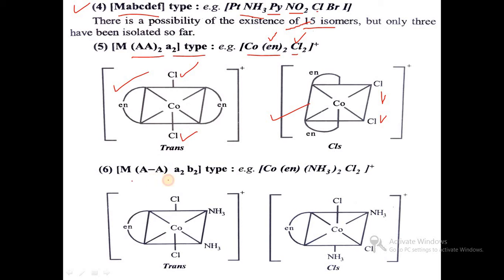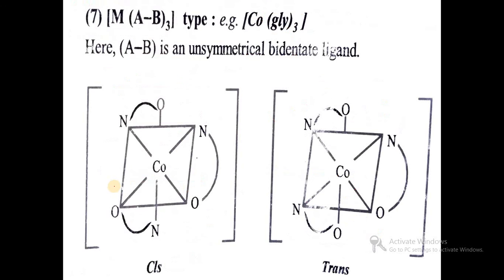Then the next example, the M(AA)A2B2 type: [Co(en)(NH3)2Cl2]+, that is diamminedichloro(ethylenediamine)cobalt(III). When we keep chlorine trans, this is the trans isomer. When we keep chlorine cis, it is called the cis isomer. So this is another example.